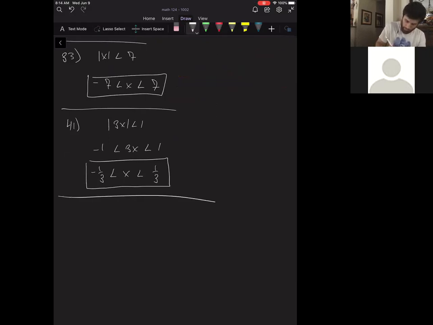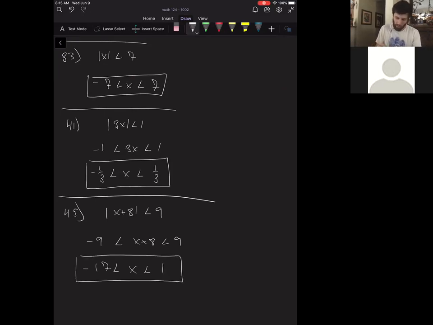Let's do 45. In this one, we have the absolute value of x plus 8 is less than 9. It's still the same setup, the absolute value is less than something. So we're going to have minus 9 less than x plus 8 less than 9. Then we can subtract the 8 over, so we get minus 17 less than x, less than 1.